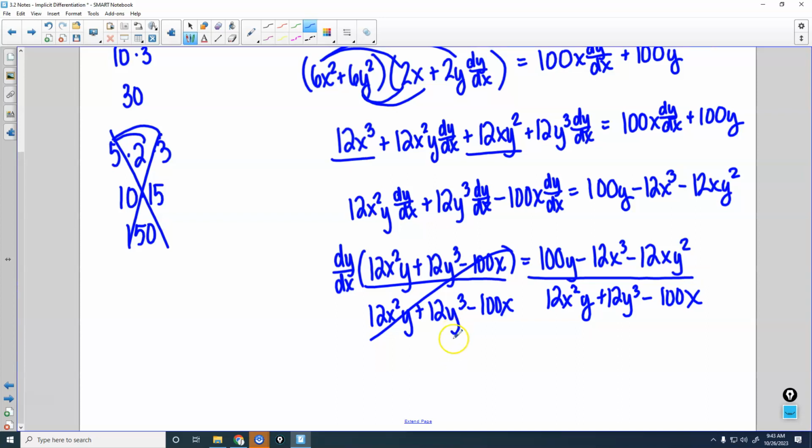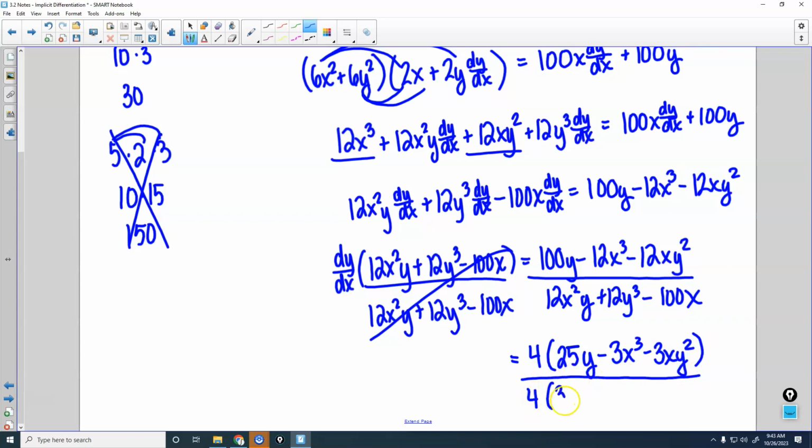We can factor out a 4, or just divide everything by 4, whichever way you want to think about that. If you think of it as factoring out, you're doing 4 times (25y minus 3x cubed minus 3xy squared) over, factor 4 out of the bottom, 3x squared y plus 3y cubed minus 25x. And we would cancel out those 4's. I'm not going to rewrite that because it's taking too long anyway. There's my answer right there.